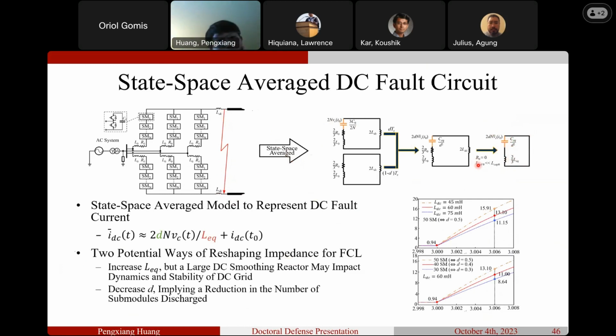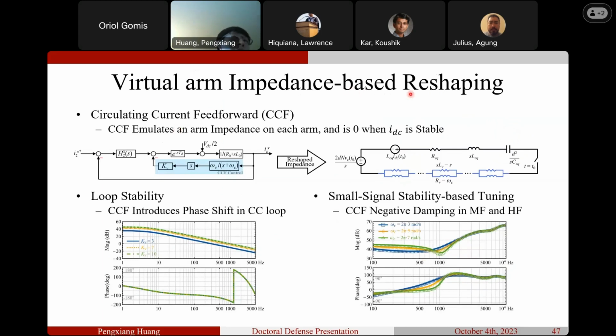I just tried to see if I can reshape this impedance, then I can manipulate or modify the DC fault current level. If you do a state-space average model to represent the DC fault current, you see a small d, which is the duty ratio, and L_eq, which is the equivalent arm impedance, and the DC reactor. If you make some change to these two values, you can reshape the fault circuit, the MMC fault impedance. The first thing I propose is a virtual arm impedance-based reshaping.